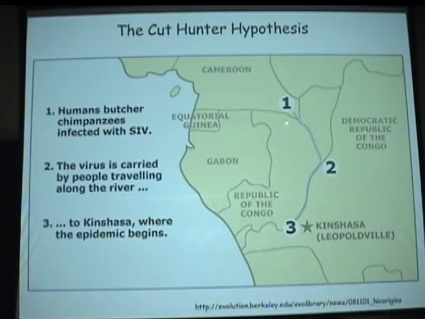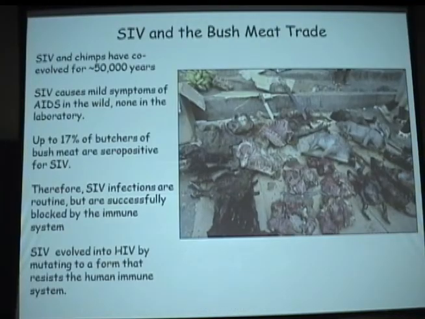And that would have been up in the hinterland somewhere, and then perhaps that same person, or someone that he had sex with, traveled down a river to what was then Leopoldville, now Kinshasa. But that word Leopoldville is important. At that time, the Belgian Congo was almost owned privately by the King of Belgium, King Leopold.